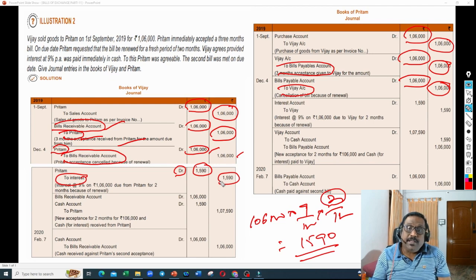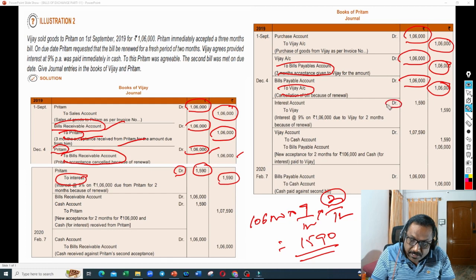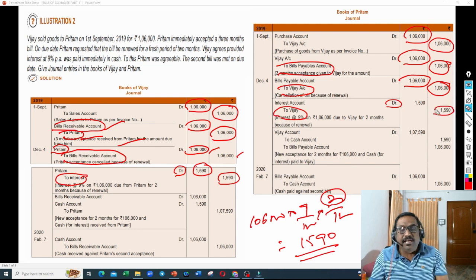What entry will Pritham write? Interest is an expenditure for him. All expenses and losses are to be debited. So interest account is debited. And he has to pay this amount to Vijay, so Vijay will become a creditor. Hence he has credited Vijay account. So this is the entry we have to write for interest account.